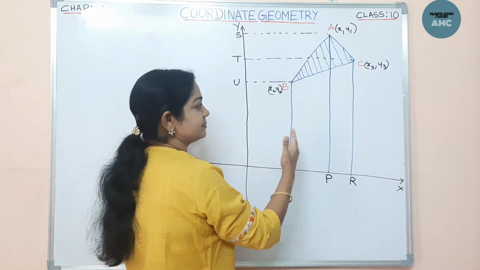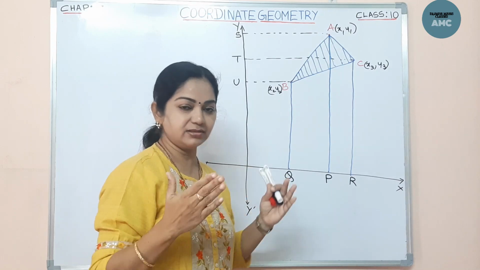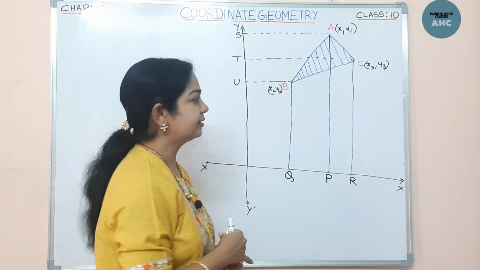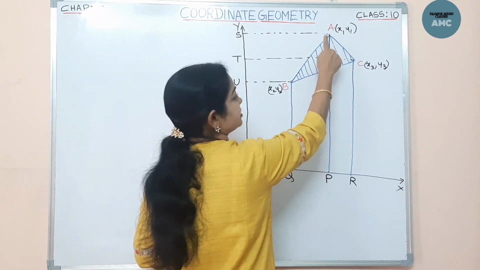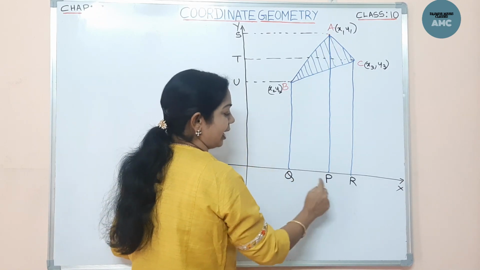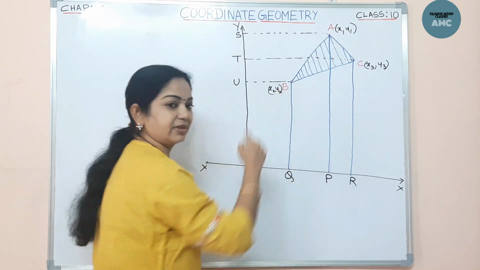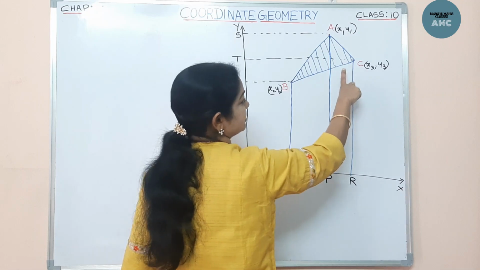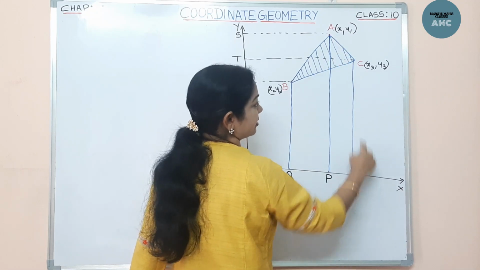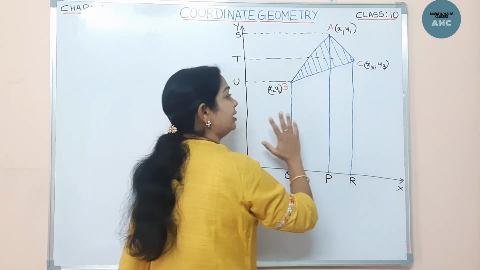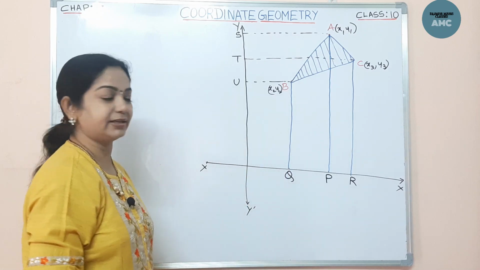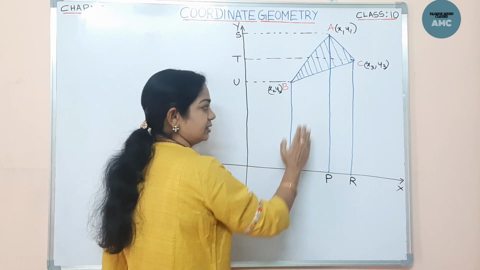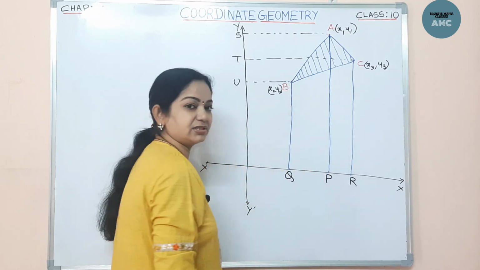A trapezium means 2 sides are parallel and the other 2 sides are non-parallel sides. That is a trapezium, which is a quadrilateral. If you see, A, B, Q and P is one trapezium, and the other trapezium is A, P, R and C. And if you see the unshaded part, that is also a trapezium. See here, B, C, R and Q. This complete unshaded part is also a trapezium.